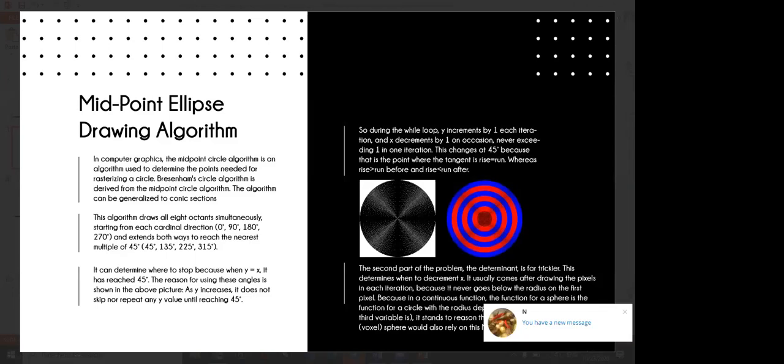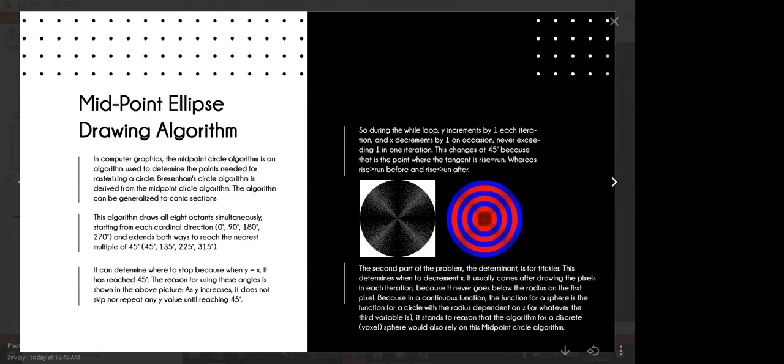It can be determined where to stop when the y-axis has reached 45 degrees. The reason is we use the angles of circles from the x-axis and y-axis. And apart from that, when we are coding, we're going to rise from line to line, the circle from 0 to 45 degrees, and we're going to see how it works.